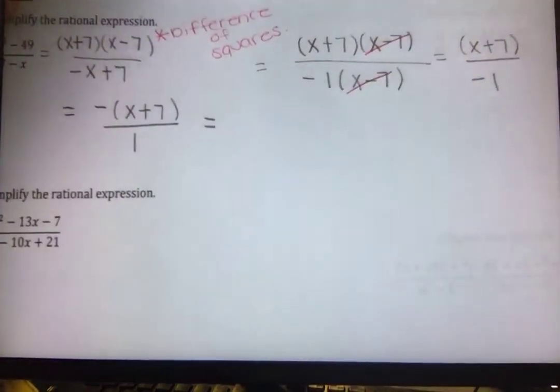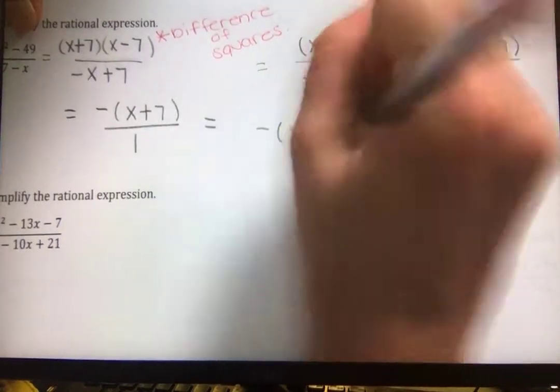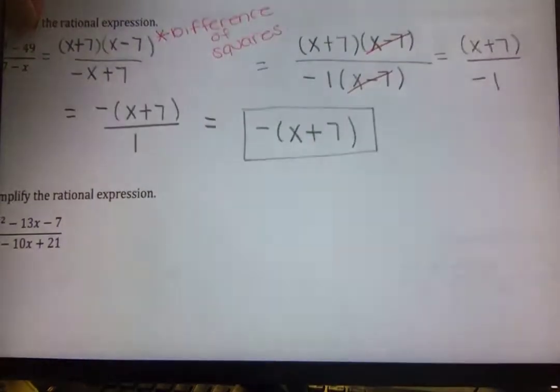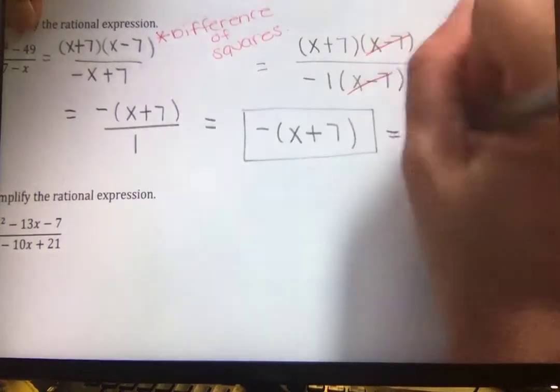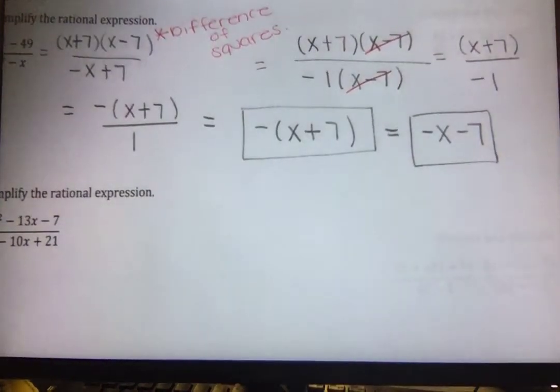Now it's over +1, so now I can just get rid of that whole fraction and say negative x plus 7. So this is fine, or if you want to distribute it out and say negative x minus 7, that's fine too, whichever one you like better. Either one will be okay in my math lab. Either one is equally simple.